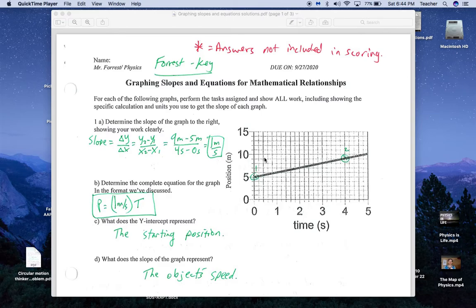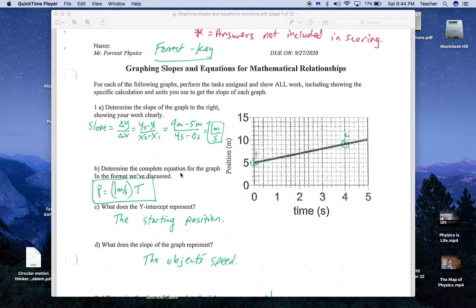So I chose point 1 here and point 2 here. Point 2 is at 9 meters, point 1 is at 5 meters, point 2 is at 4 seconds, point 1 is at 0 seconds. So my slope is 1 meter for every 1 second. Notice the slope should have units. The units mean something, and that's actually the last question here.